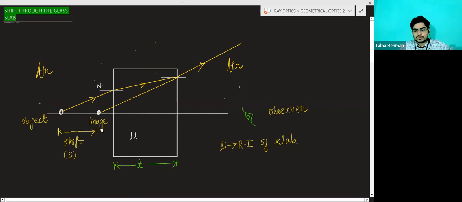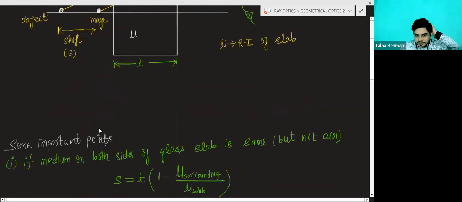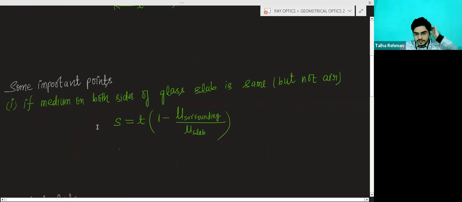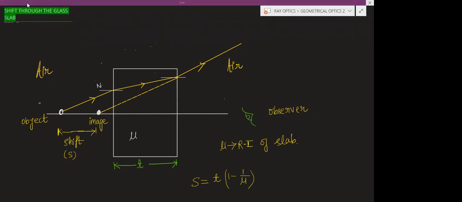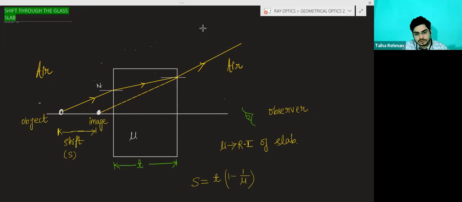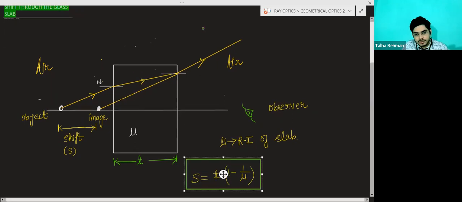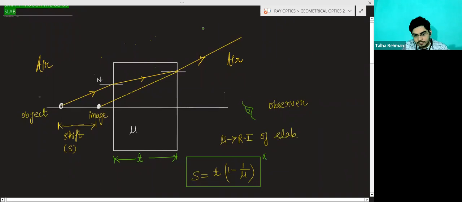Remember a few points regarding the glass slab. The shift S through the glass slab will be given by the thickness of the glass slab multiplied by 1 minus 1 upon the refractive index of the glass slab. So this formula we will use to solve the numericals. But this formula is valid when both sides of the glass slab are air. Then this formula is valid.